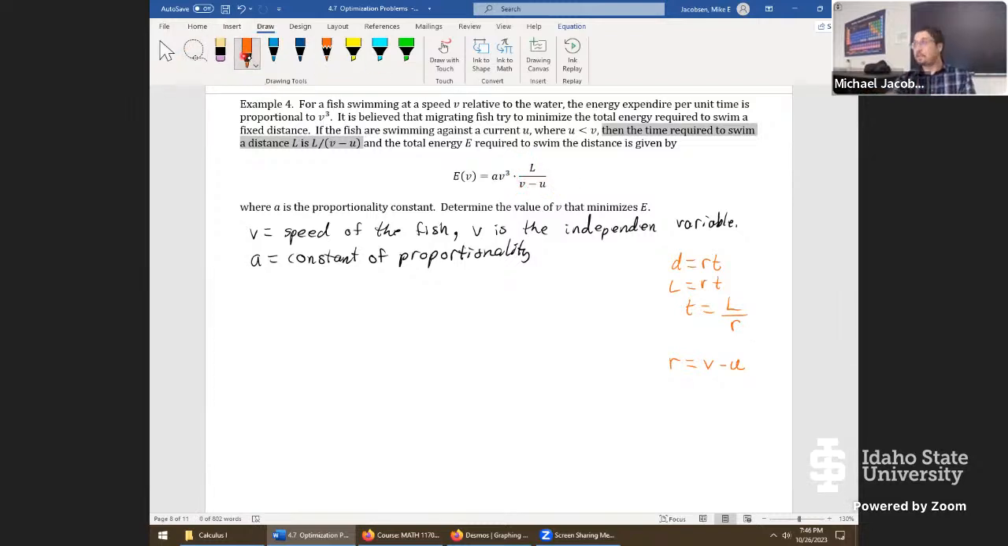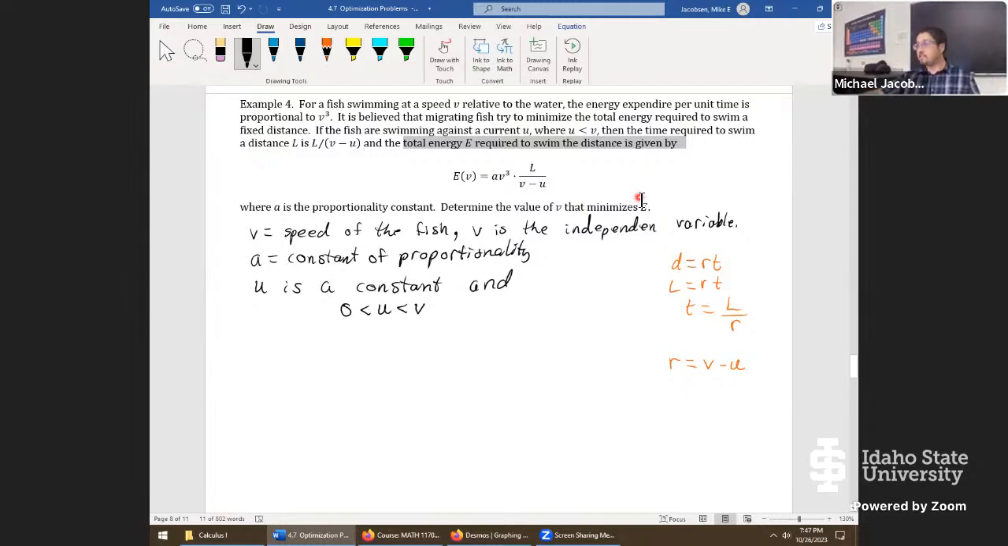But the reason we walked through all that is because we also need to know that U is a constant, and 0 is less than U. The current is actually moving. U is less than V. The fish is swimming faster than the current, not being swept away. Next, it says the total energy required to swim a distance is given by this equation, where A is a proportionality constant. Determine the value of V that will minimize E. So that's our problem so far.